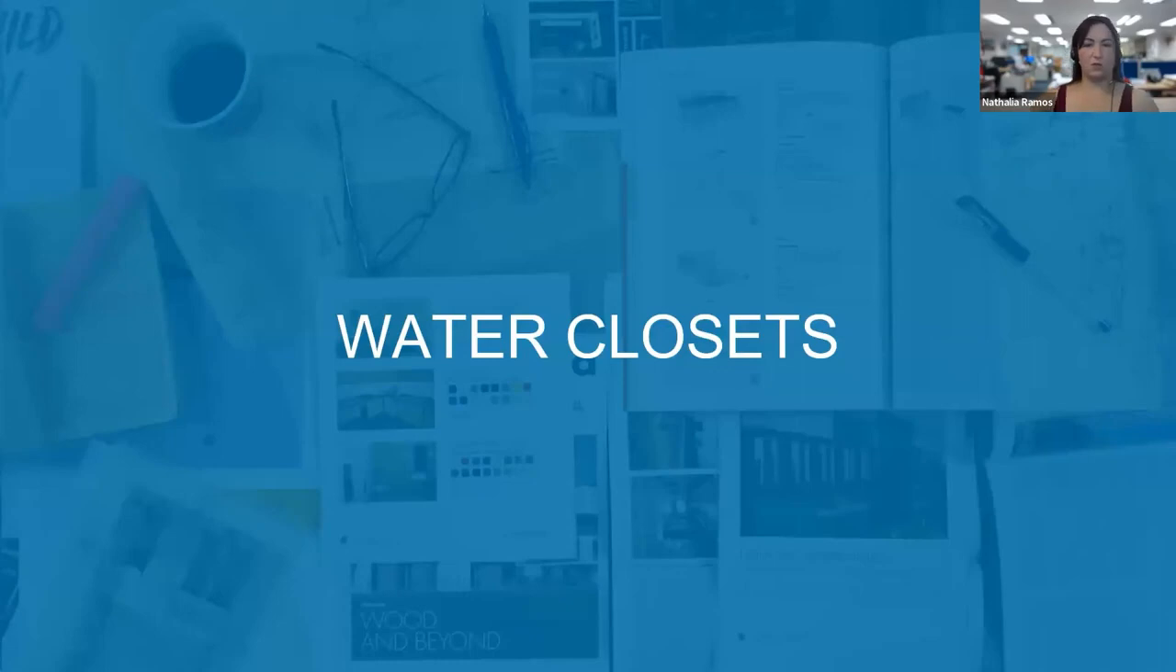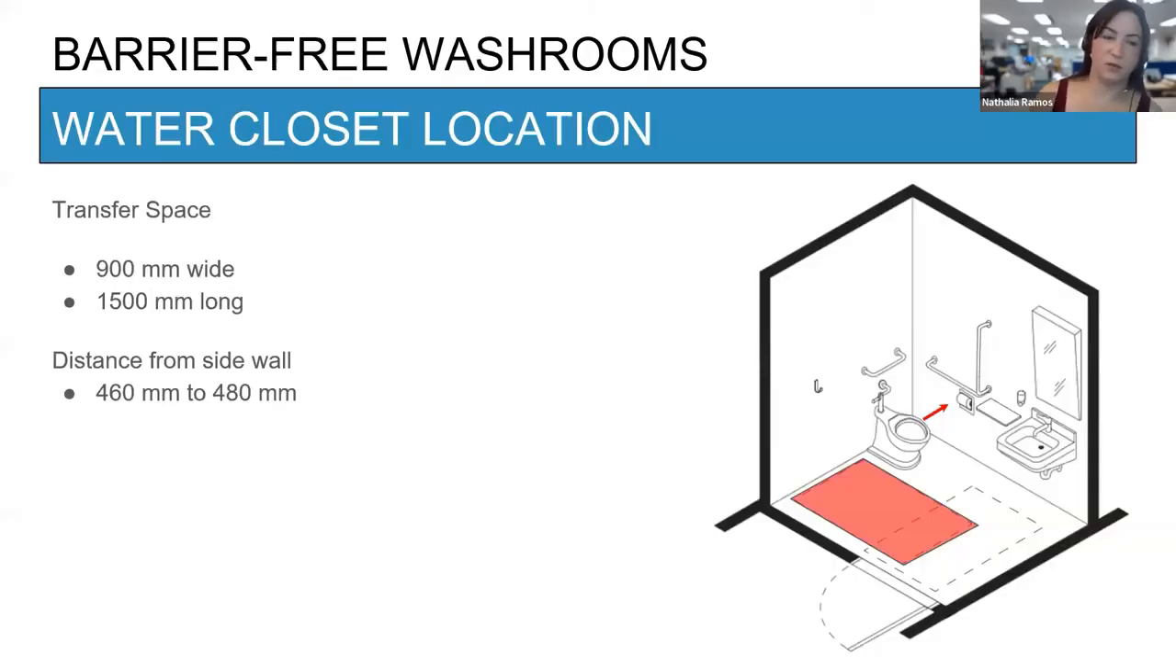So moving on to water closets. What we have in code on water closets: for the water closet location, the transfer space you have to provide on the side of the water closet is 900 wide by 1500 long. The distance from the side wall has to be a minimum of 460 to 480.